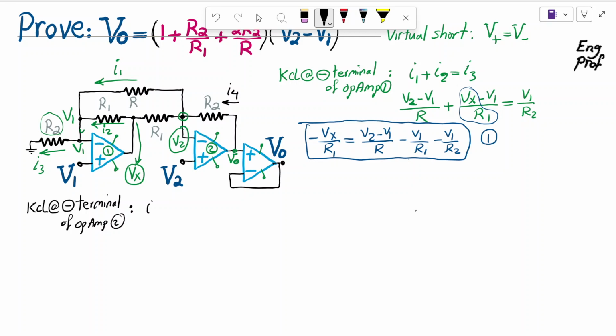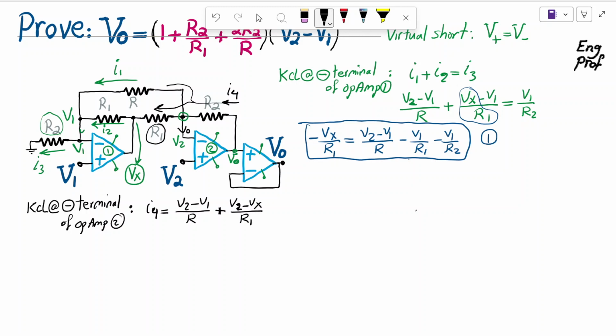I can write I4 should be equal to, nothing can go through the input terminal of op-amp. So all the I4 should be either going through as I1 or this way. Okay, so I4 should be equal to, I1 is V2 minus V1 divided by R, and the second component is what is going through R1. Obviously that's V2 on one side of R1 minus Vx on the other side of R1 divided by R1.